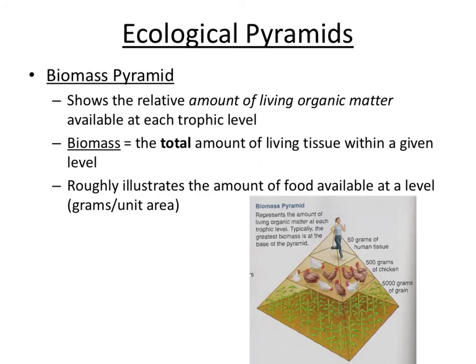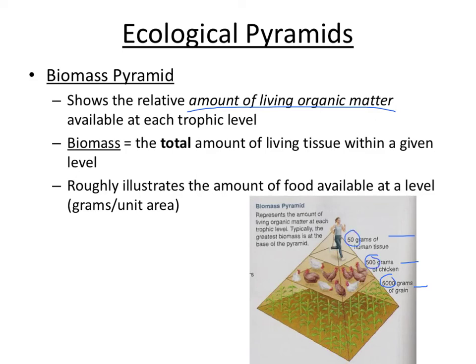The second type of pyramid is called a biomass pyramid. This shows you the amount of living organic matter at each trophic level. Biomass means like the total weight of the tissue at that level. So as you'll see here, maybe the producers, we've got 5,000 grams of grain. If we were to weigh all those plants, it's 5,000 grams. Chickens, 500 grams. And then this human at the top, 50 grams. Notice again, 10% rule. Right?